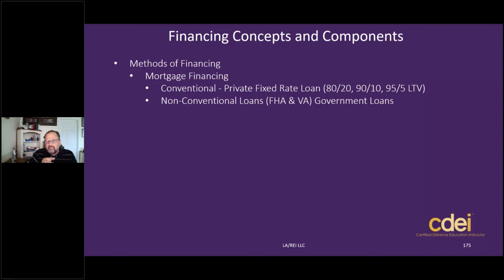Now, non-conventional loans, and that's the way you may see it worded on the state exam, non-conventional means government loans. So don't be confused when you see non-conventional, because that just means it's not conventional. It's government. We have two types, FHA and VA. FHA is government insured, and VA is government guaranteed. VA is designed for our personnel who served in the armed forces. That's a benefit that they get through the VA. So FHA is government insured.